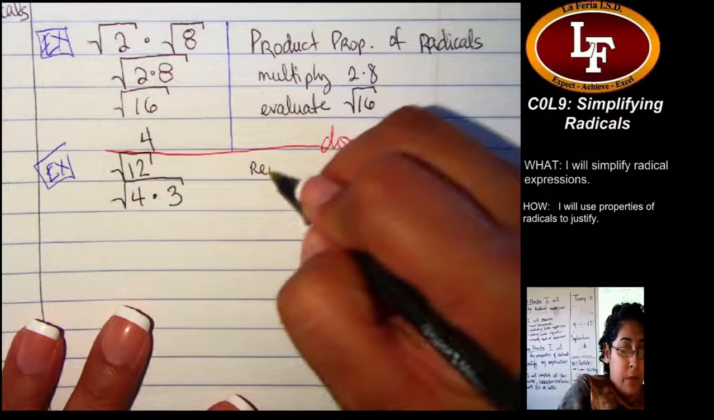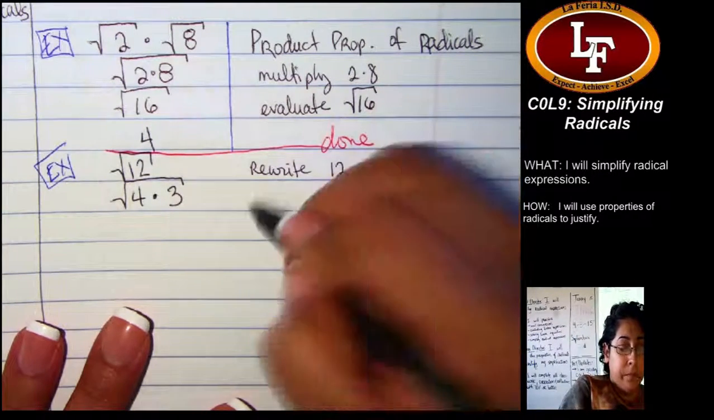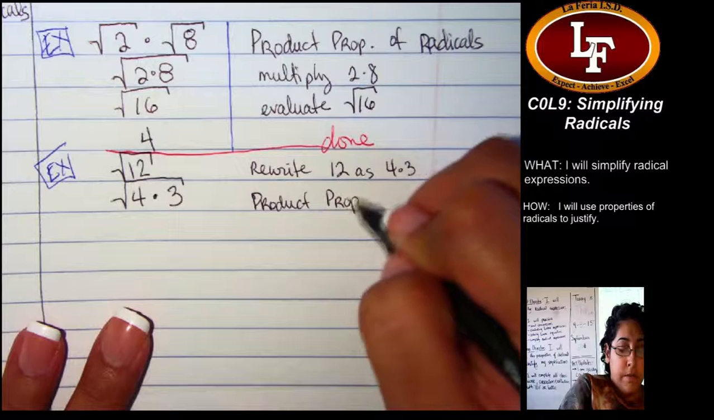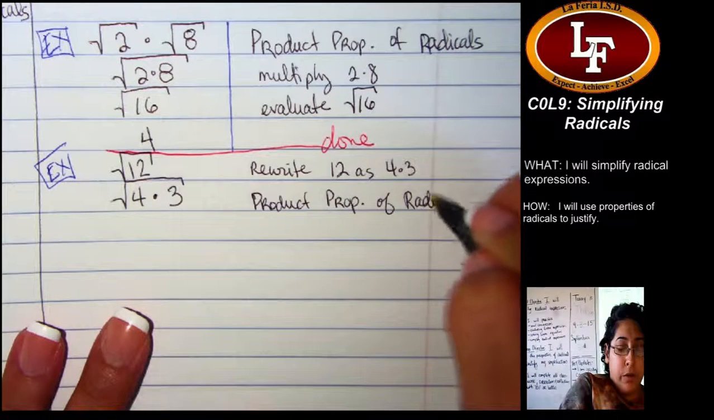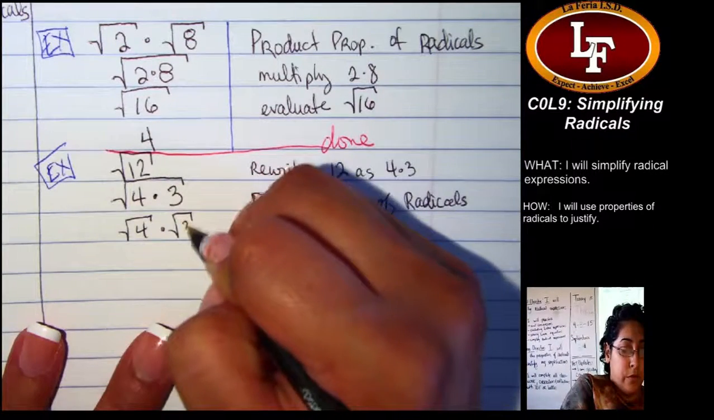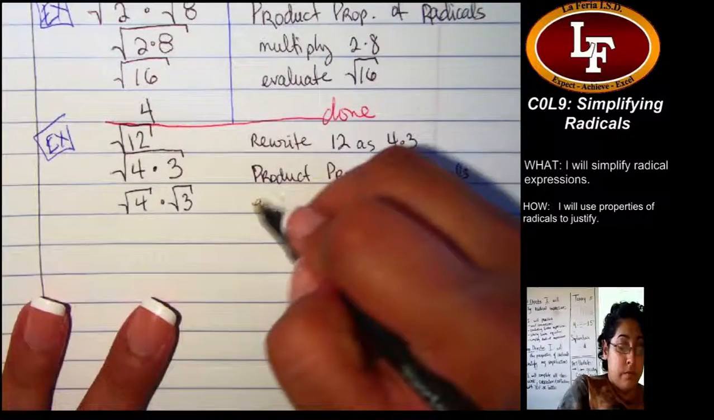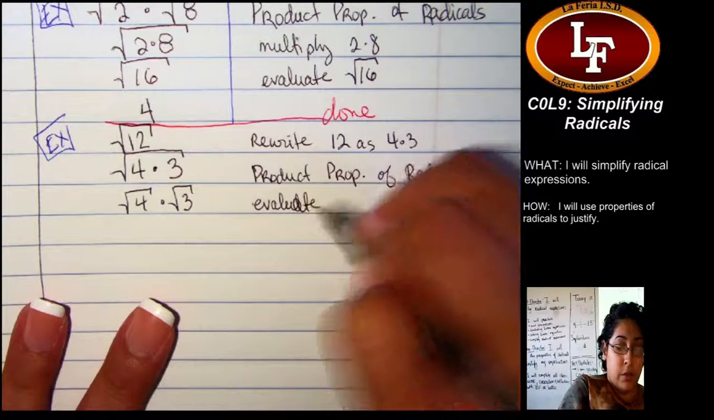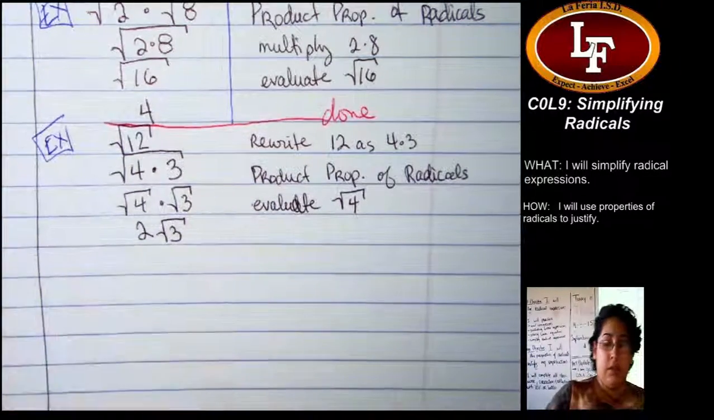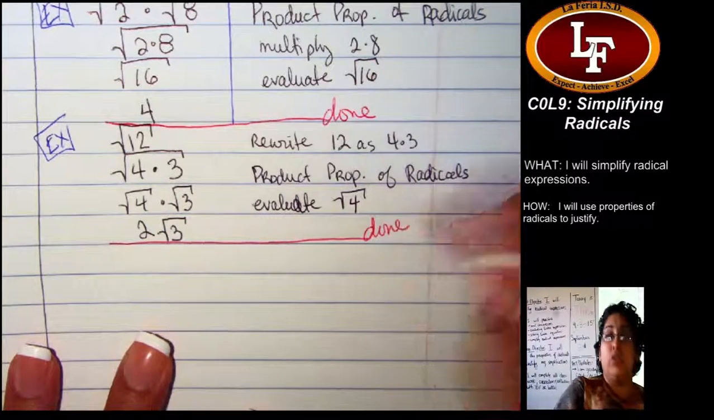So for this step, I rewrote 12 as 4 times 3. And now here I'm going to use the product property of radicals in order to rewrite it as the square root of 4 times the square root of 3. And as you said, the square root of 4 is 2. So that step is evaluating the square root of 4. And it's going to leave me with 2 times the square root of 3. It can also be read as 2 square roots of 3.